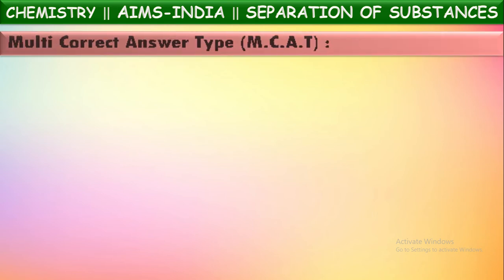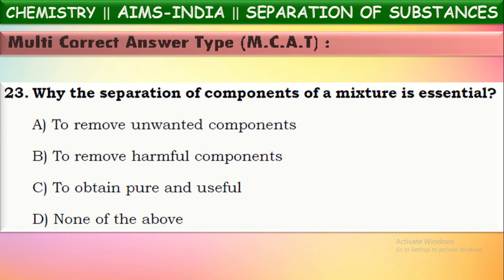So first, multi-correct answer type questions. Here the questions may contain one or more than one correct answers. So choose wisely, read the question and answer carefully. See the first question. Why is the separation of components of a mixture essential? Why do we need to separate the components of a mixture? What is the necessity? Here they have given some statements.